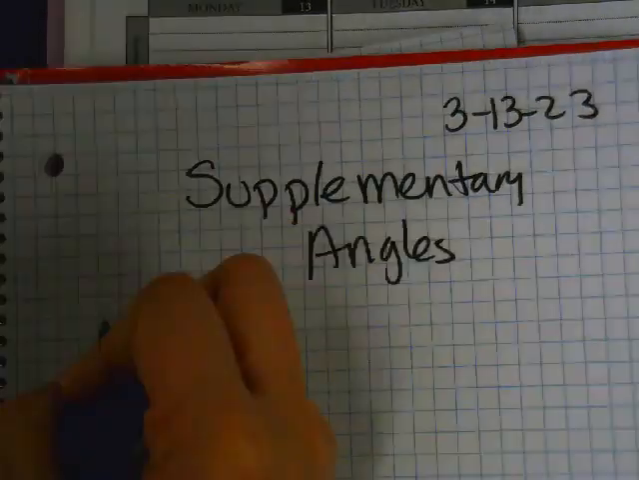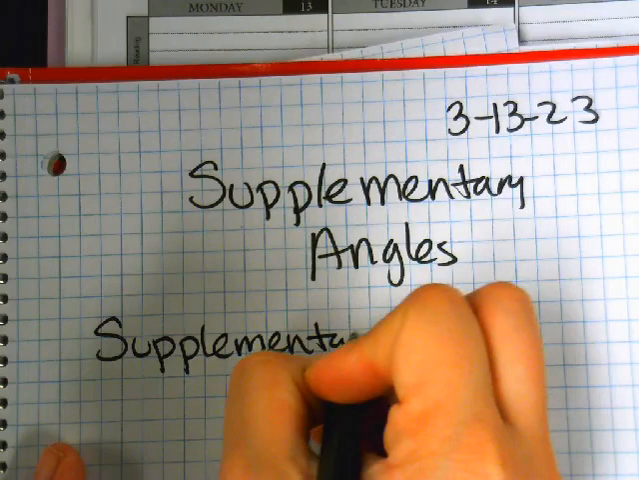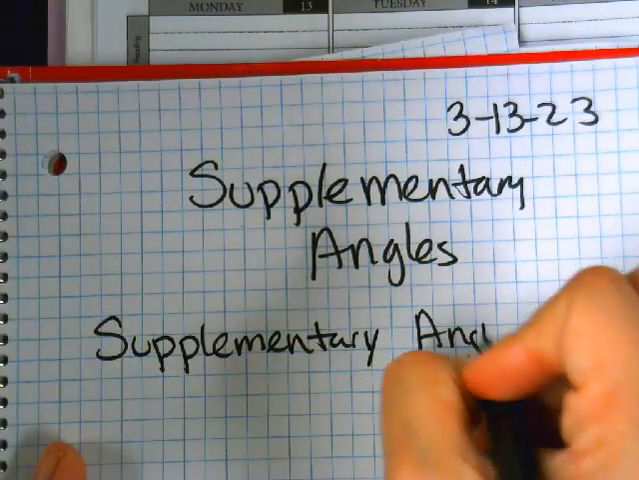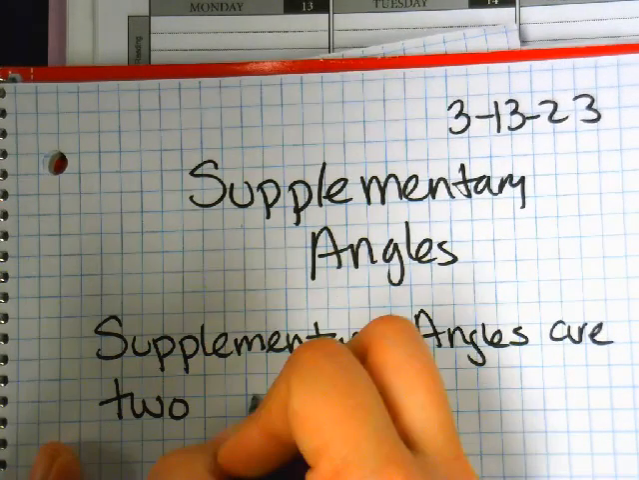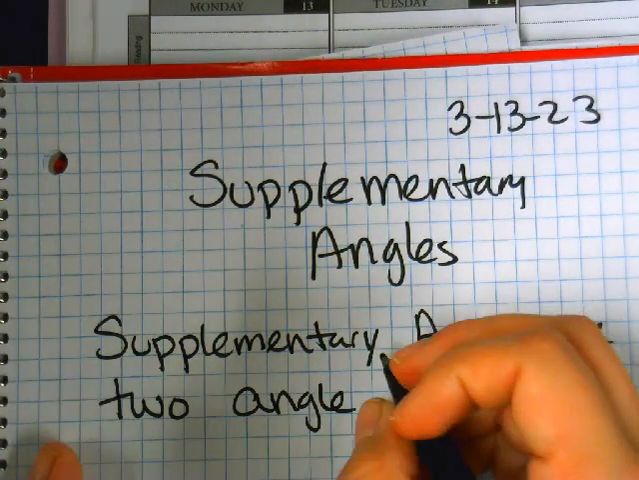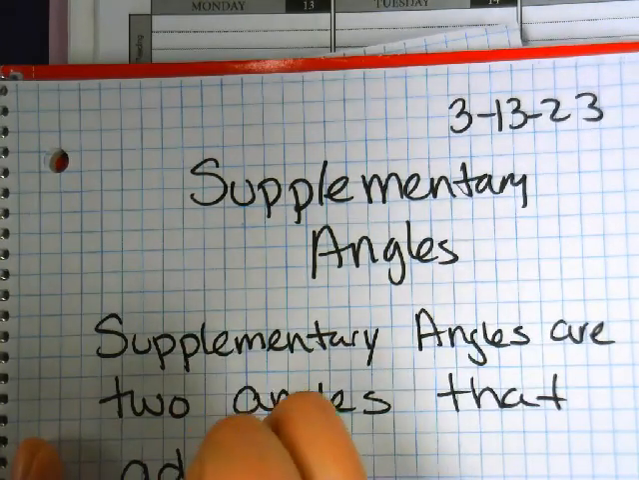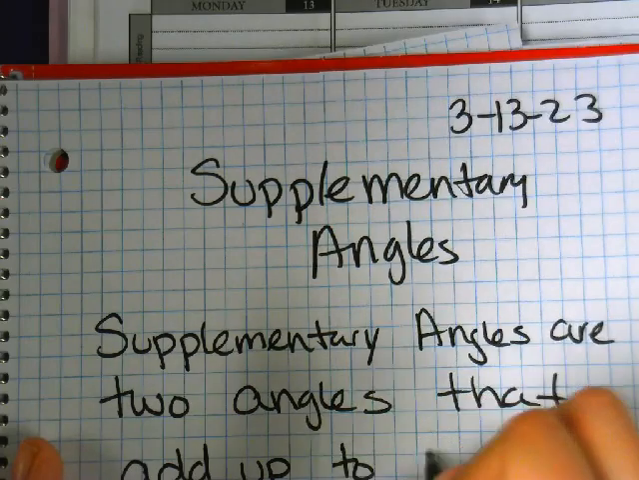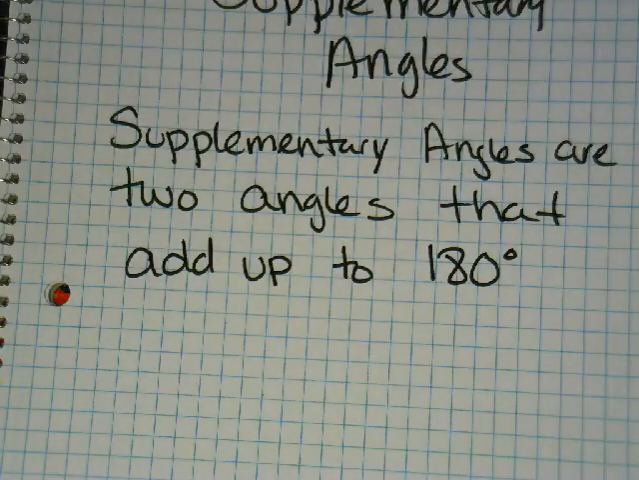Supplementary angles. So supplementary, here's a definition of supplementary. Supplementary angles are two angles that add up to 180 degrees. So last week, when you added your two angles, what did it add up to? 90. Today, they're going to add up to 180.